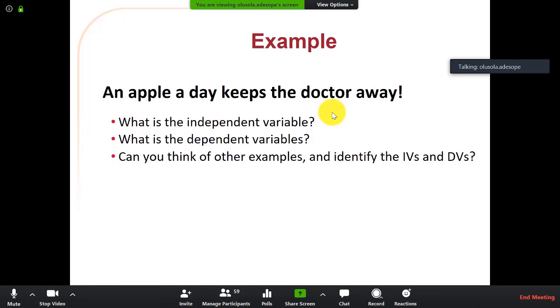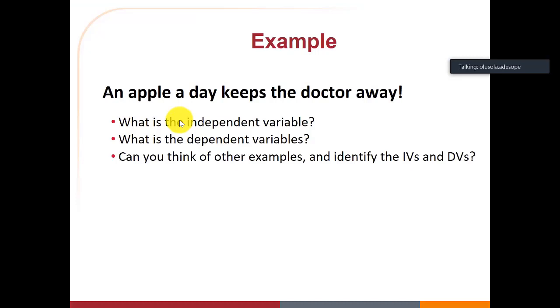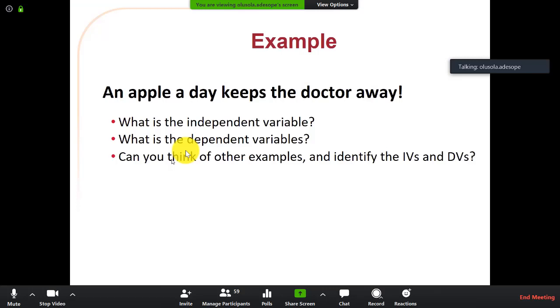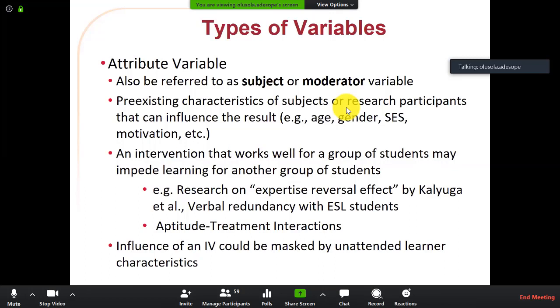Okay, so you can look at someone who has had an apple a day. You can study someone who had an apple a day for 1 year and compare health indicators. Those are the constructs that I was talking about. You can compare their fitness, their diet, their blood pressure. You can compare that with another group of participants who had not had an apple a day. So that apple then becomes your independent variable, and then the associated health indicators will become your dependent variables. So, we also have the attribute variables, which are mostly called the moderator variables. There's a lot of work on the Spearman's reversal effect by Slava Kayuga.